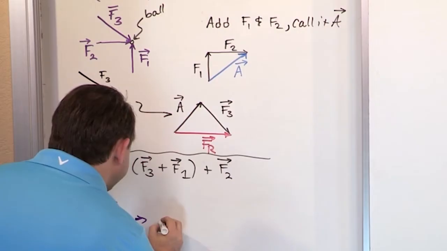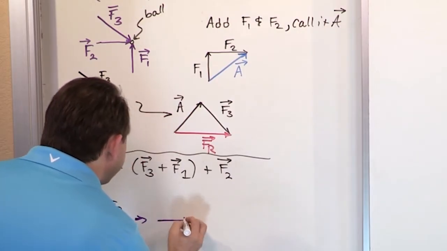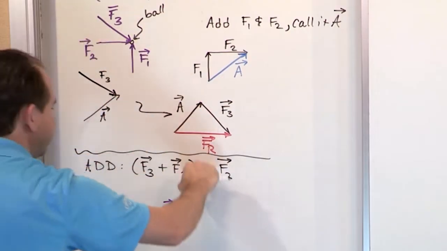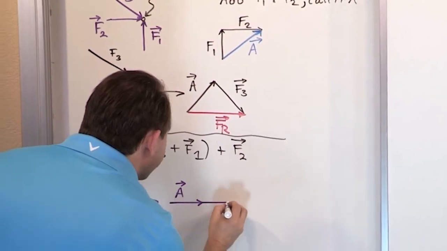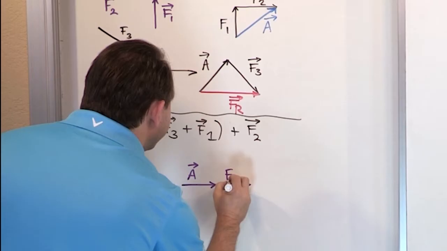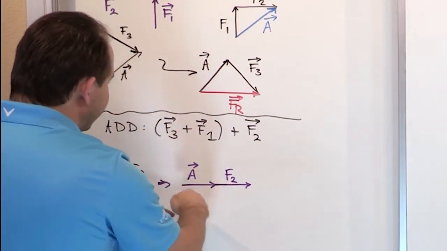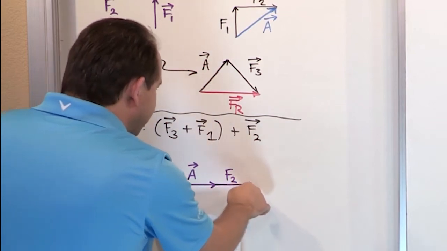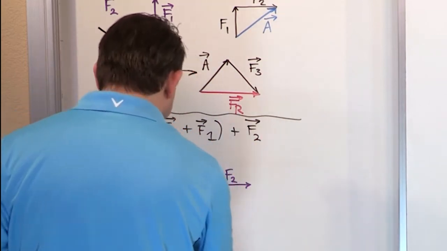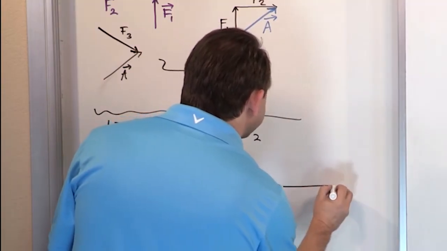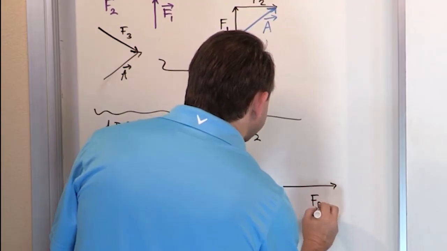So let's draw our A vector. This is A, the answer to the first step. And then we're going to add to it F2, and I'm going to put him tail to head. So we're going to draw him like this, F2. What do we get? Well, they're already tail to head, so they're already lined up. If you connect this one to the tip of the other one, it's just a straight line through both of them. So what do you get? You get a single arrow off to the right. We're going to call it the resultant vector.